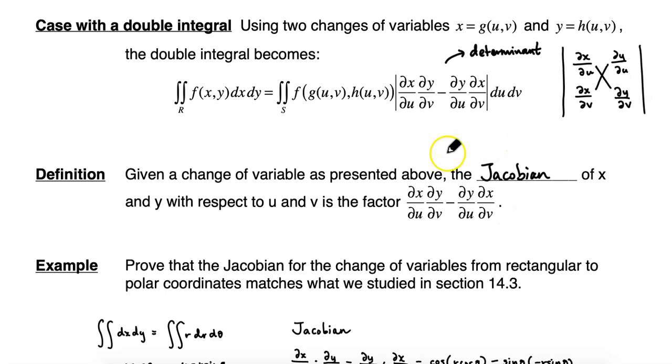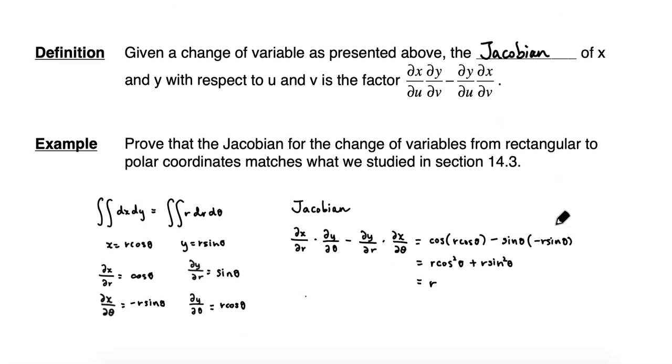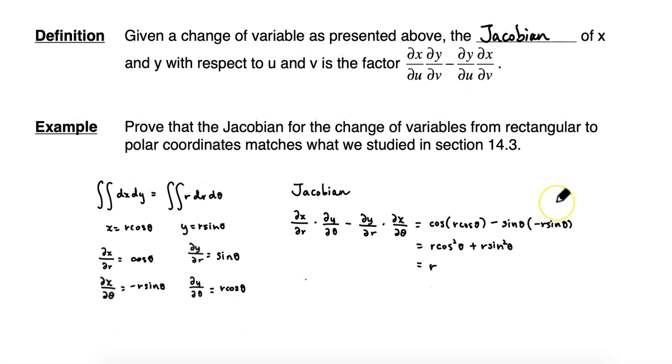If we were making changes of variable in 3 dimensions, it would just be the determinant of a 3x3 matrix. With this in mind, we may want to look back at the change of variable from rectangular to polar and see whether it matches what we had learned, which is that if we change dx dy to dr d theta, it becomes r dr d theta. So let's see if the Jacobian is actually equal to r.